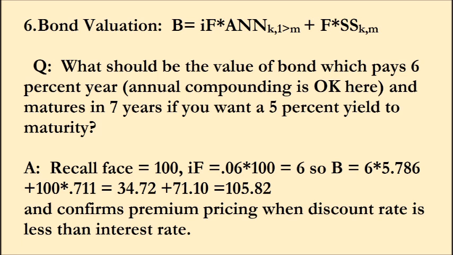interest rate. In this example, it will be 6, and we can take an annuity table for those 7 years, and well, we get that amount of 34 plus the single sum, 71, adds to 105. Notice it does trade at a premium as expected.